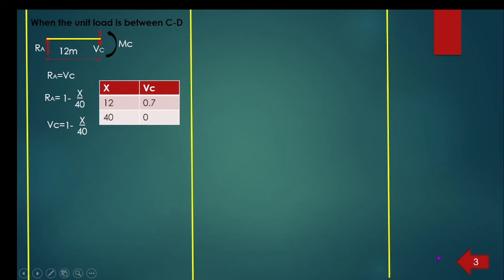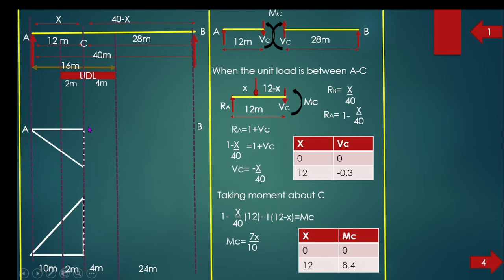So let's go back here and draw. When X is 12, we have a value of 0.7, a positive value. And when X is 40, it is 0. So basically, this is how we draw the influence line diagram for a point, at a section. This is a section.